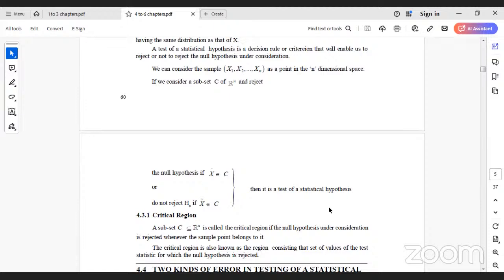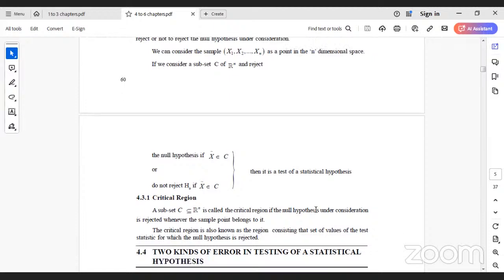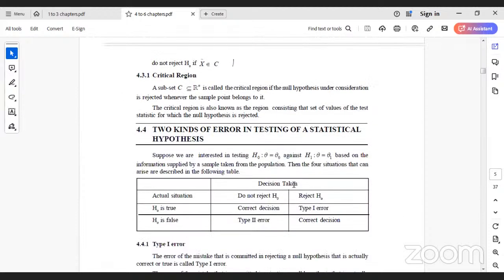It's a critical region. A subset C of R^n is called the critical region. Critical region means we are taking the decision of the experiment also. C, a subset of R^n, is called the critical region. The null hypothesis under consideration is rejected whenever the sample point belongs to it. The critical region is also known as the region consisting of the set of values for which we reject the null hypothesis.